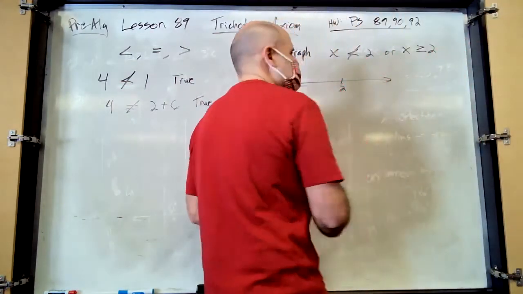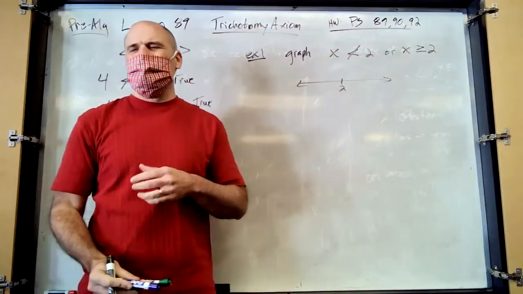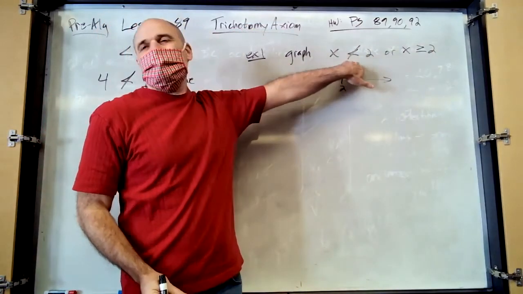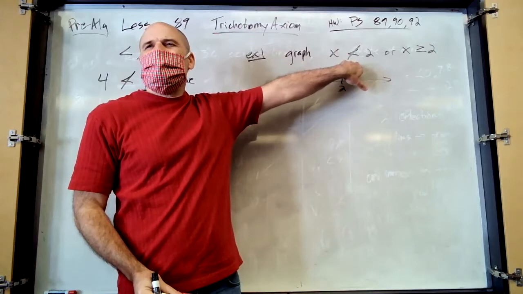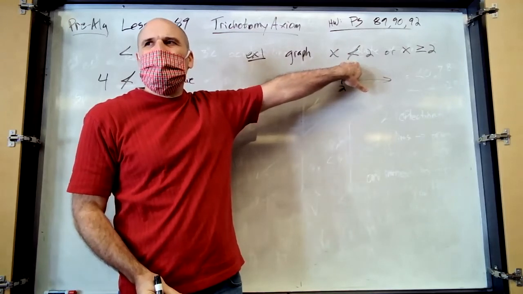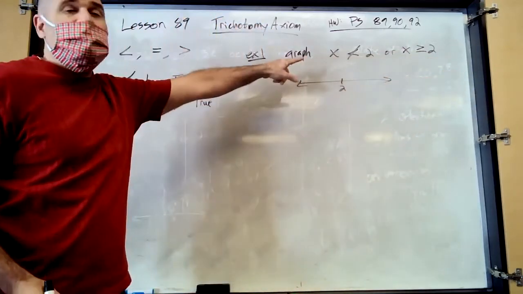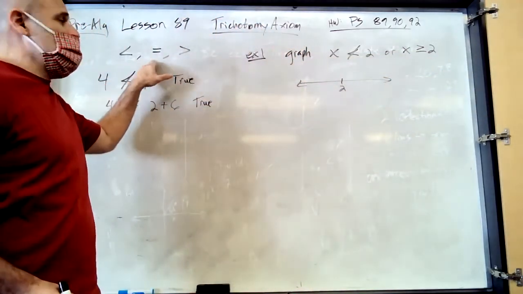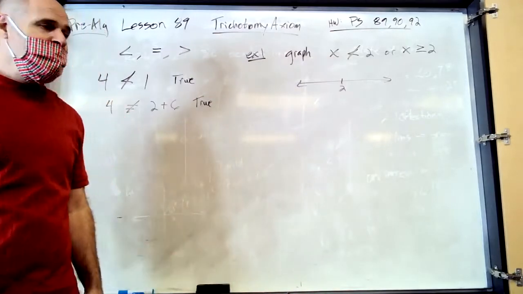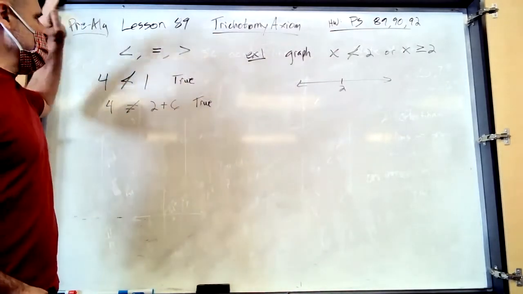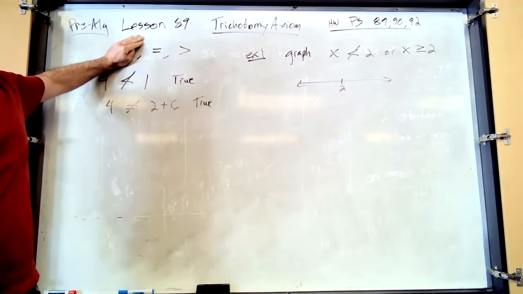Okay, so basically the first step you could do before you graph it is to rewrite this. Instead of x is not less than 2, rewrite it as x is greater than or equal to 2. If you write these three symbols out on your piece of paper, all you're doing is negating that, and this is what you're left with.